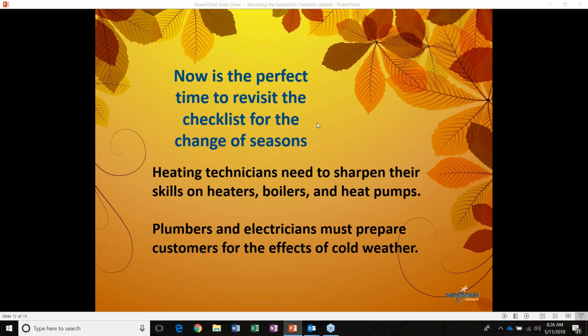Now is the perfect time to revisit the checklist because we're going into summertime, especially for HVAC technicians. This is the perfect time to be using those. In many areas, we haven't hit the HVAC season yet, so we're still doing a lot of tune-ups. This is the perfect time to break out those checklists and endorse them, use them. Plumbers, electricians, any time is a great time to use the checklist.